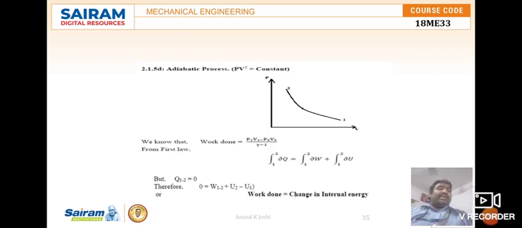Adiabatic process. Adiabatic process means here there is no change in entropy. That is PV to the power of gamma is equal to constant, as gamma is nothing but the adiabatic index for the air. So if air is treated as a gas, then there is no change in entropy.